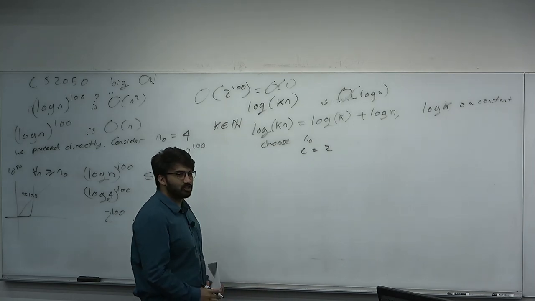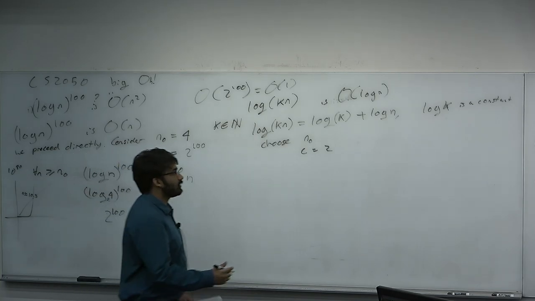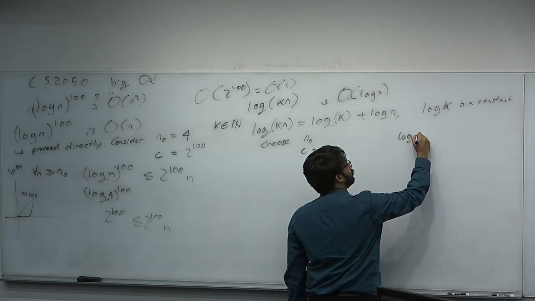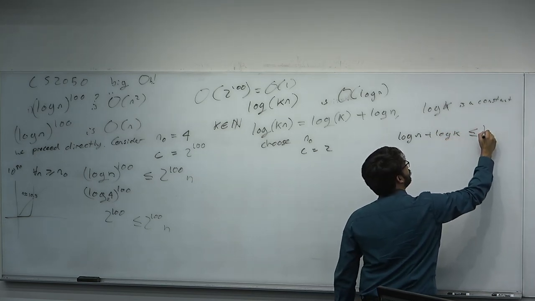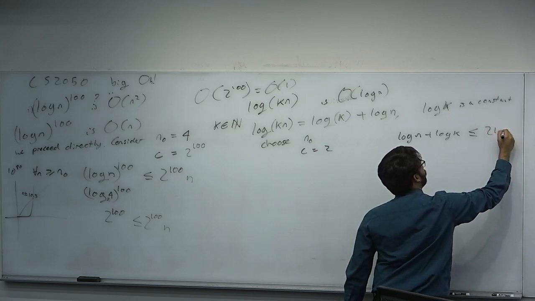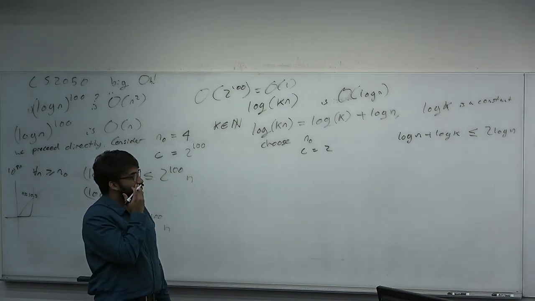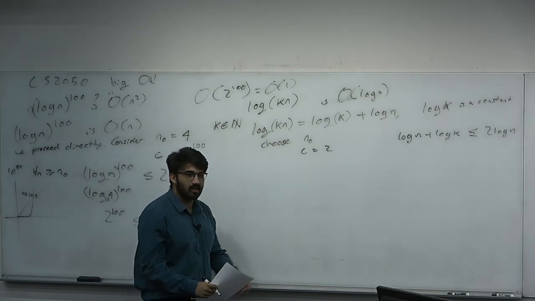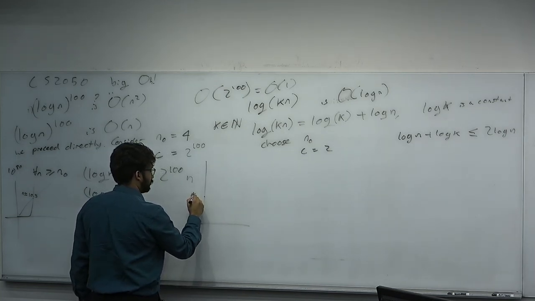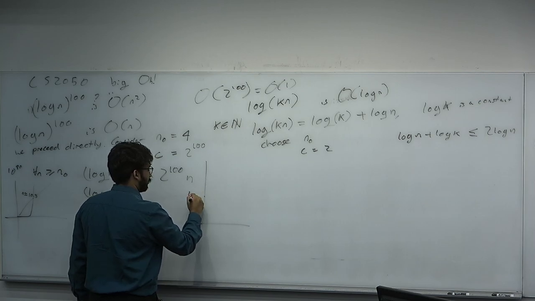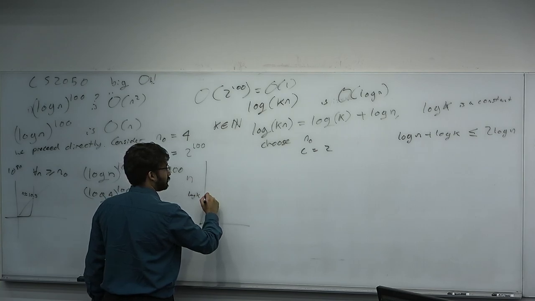So what n naught should we choose such that log of n plus log of k is less than or equal to 2 log of n, right? What n naught should we choose for that to be true? Because the log of k shifts everything, all right? K. Here's our log of k. This is log of kn.